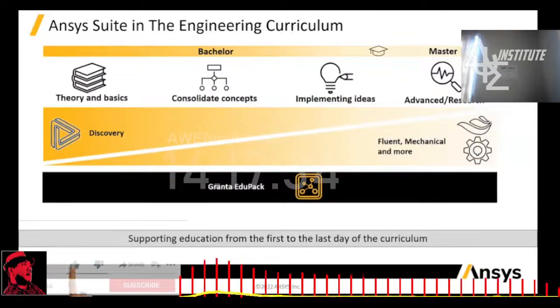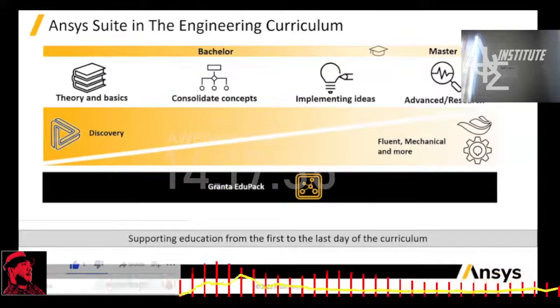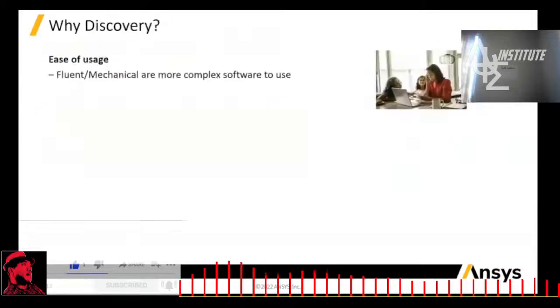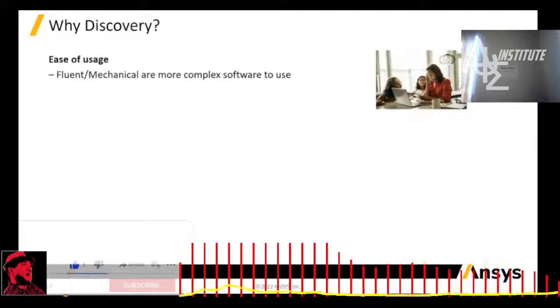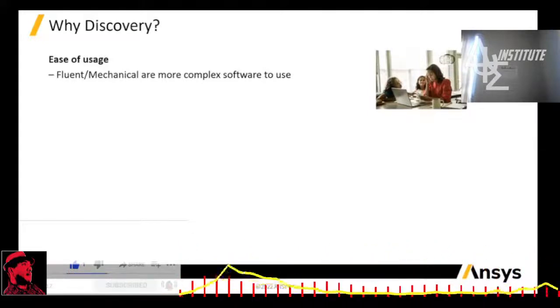So why do we think Discovery is useful, particularly at the beginning? For this, we have three main aspects to look at. First one is ease of usage. You'll see in a couple minutes by our live demonstration that it's really easy and intuitive to use. If you've worked with Fluent or Mechanical, these are just a bit more complex to navigate.